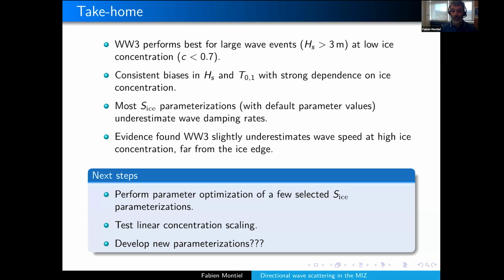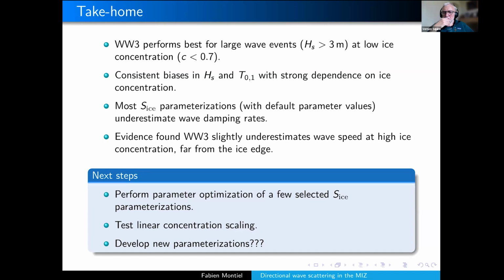I completely agree. I don't know the history of how this was introduced, but it seems to be consistently used in all these WAVEWATCH studies that I looked at for ice damping. I'll be interested to hear other people's views on that. But it's more than that. These other source terms, such as wind forcing and nonlinear wave interactions, are also scaled by 1 minus concentration.